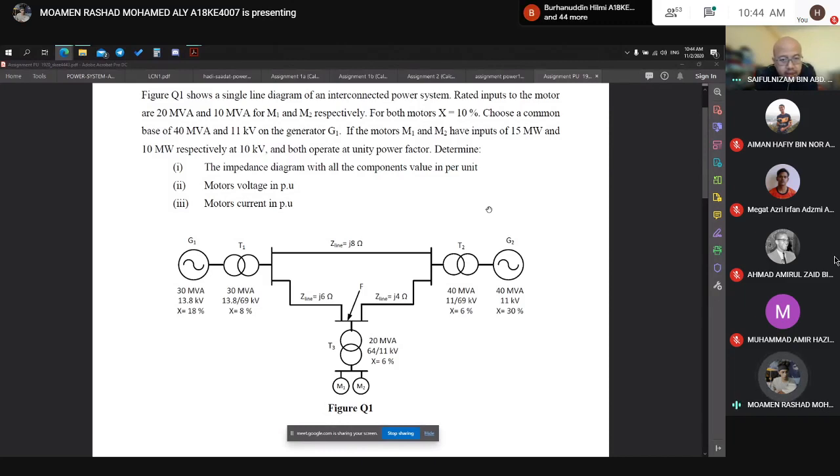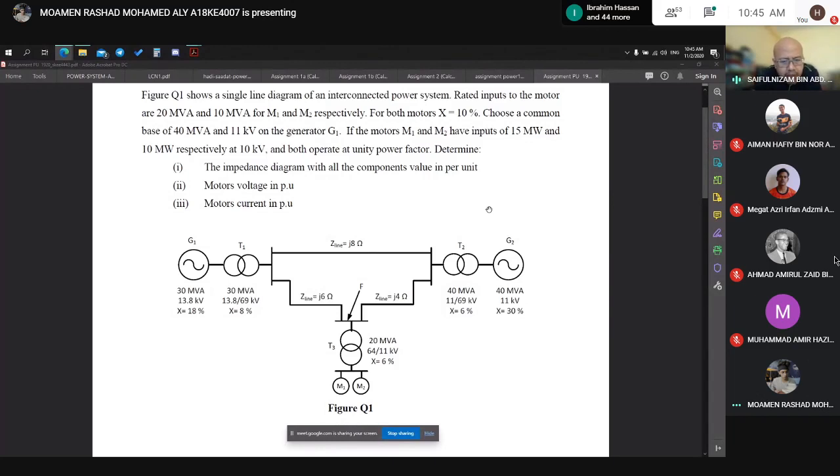Is it okay if we solve it now? Okay, choose a common base of 40 MVA and 11 kV on the generator 1. Generator 1 or generator 2? Generator 1. Where's generator 1? Okay, this side, at the left side.